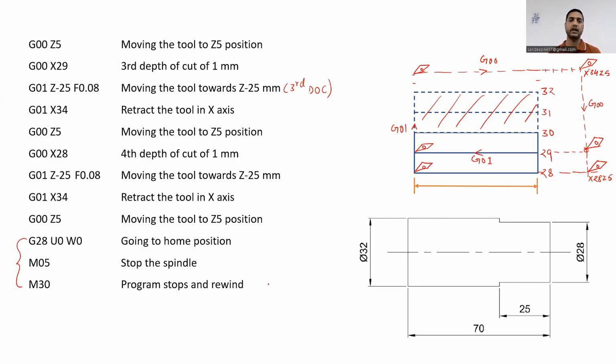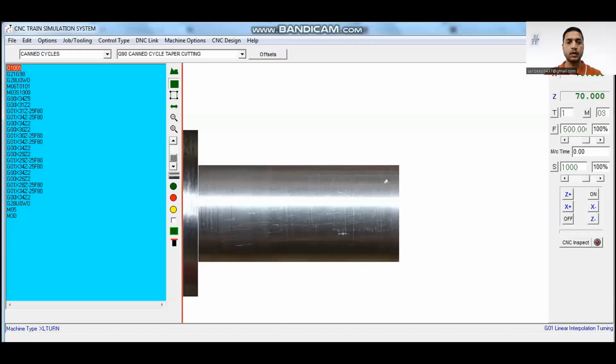Now, for better understanding, let me show you the simulation for the same program in a simulator. So this is the simulator where we will execute the same program which I was discussing with you. This is our CNC turn simulation system. On the left-hand side, you can see the program is already written here. And this is the job, or the part, on which we will do the machining operation. This is also called a billet.